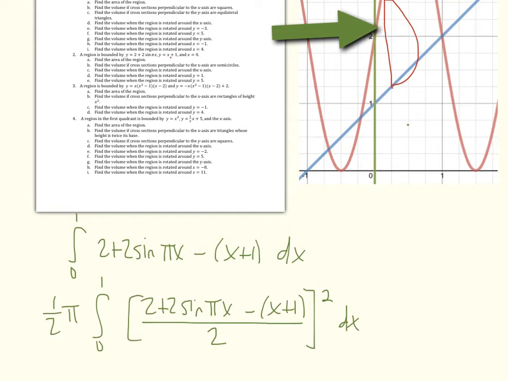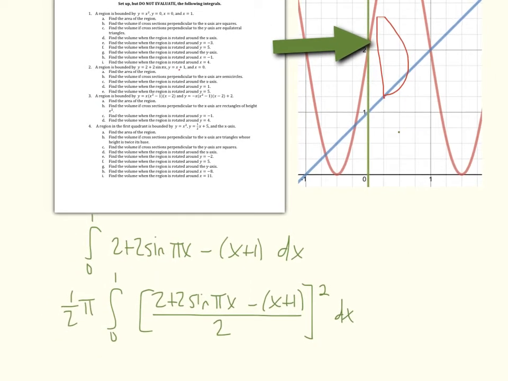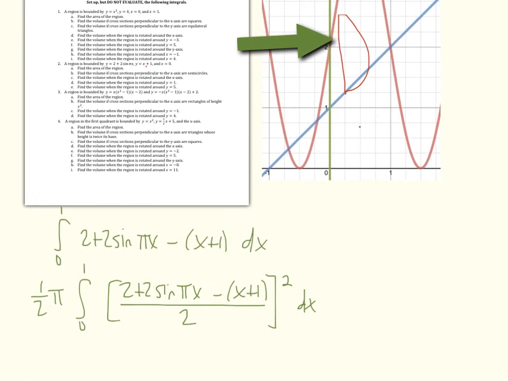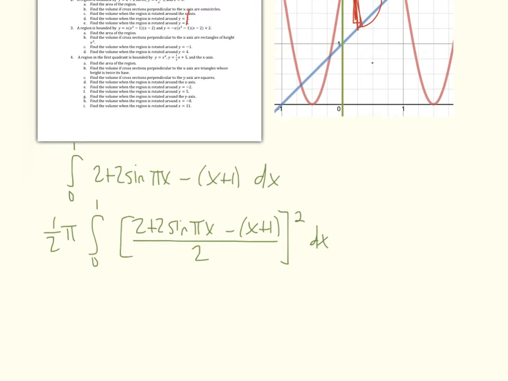Okay, part C, we're rotating this region around the x-axis. So if I have a rectangle, okay, it's the outer squared minus the inner squared. So it's going to be 2 plus 2 sine pi x minus 0 squared, minus the hole, which is x plus 1 minus 0 squared.